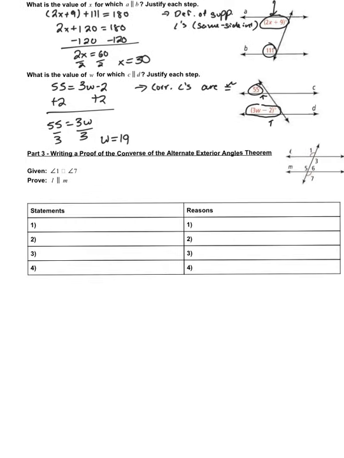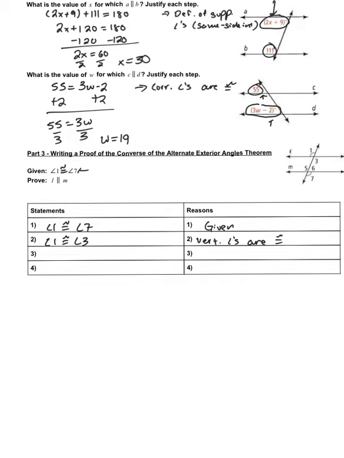All right, part 3, two-column proof. It says write a proof of the converse of alternate exterior angles theorem, all right? So we're given that angle 1 is congruent to angle 7, and we want to prove that lines L and M are parallel, okay? So we got to start with what's given. And what's given is angle 1 is congruent to angle 7, all right? And that is given. And if you look, angle 1 is also congruent to angle 3 because vertical angles are congruent, okay?